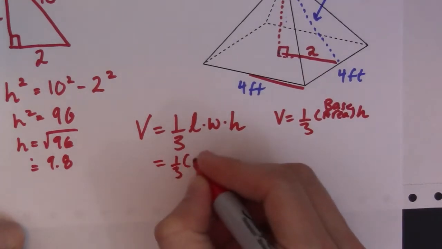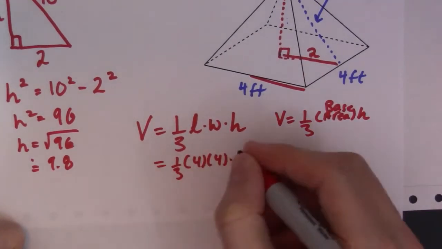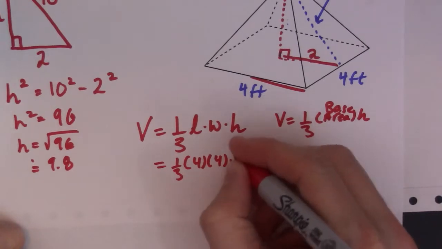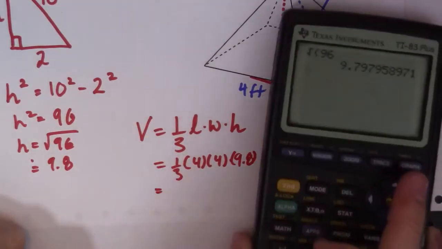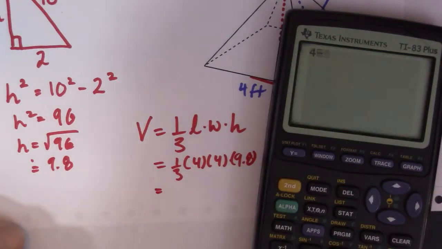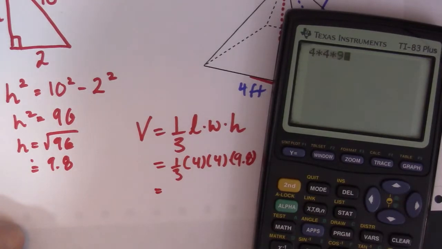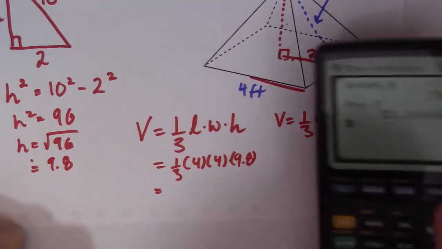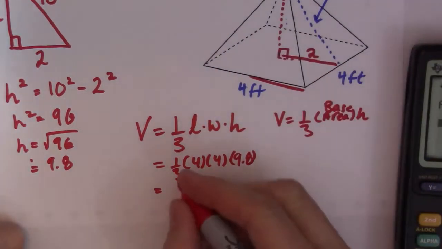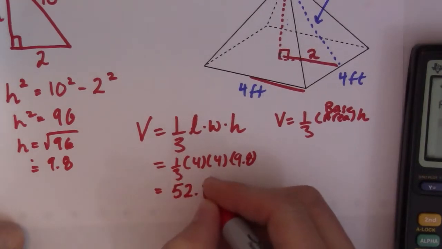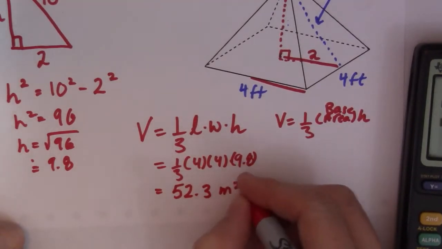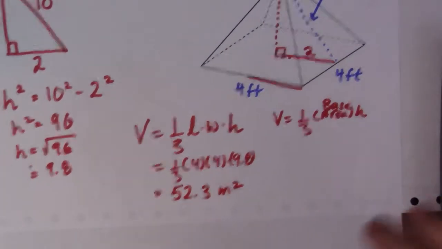So 1 over 3, 4 times 4 times 9.8. I'm just going to plug the numbers in, so I'll do it the way my students do it: 4 times 4 times 9.8, and then divide it by 3. Just like that. So 52.3, 52.3 meters cubed.